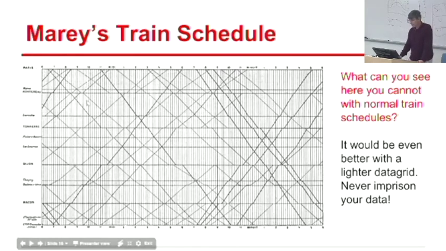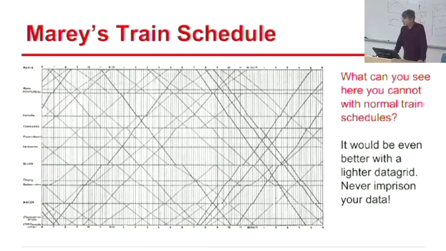The x-axis is the time of day. The x-axis here is the time of day. The y-axis is the position of the train between Paris and Lyon. Does everybody see that? And so what does this tell me now?